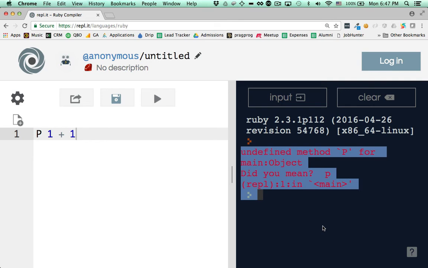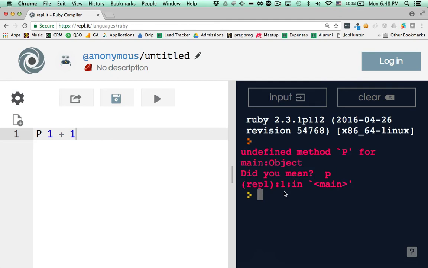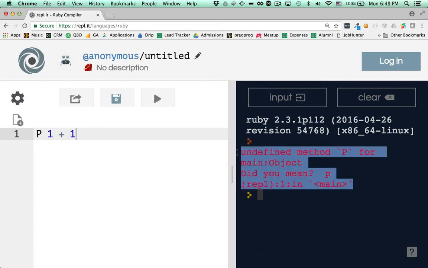expression. Now, one of the biggest lessons that I think is worthwhile walking out of this class with is that error messages are your friend. Let me break down for you one other piece here. I'm going to keep this highlighted for now. So again, it says undefined method capital P for main object. Did you mean lowercase p?